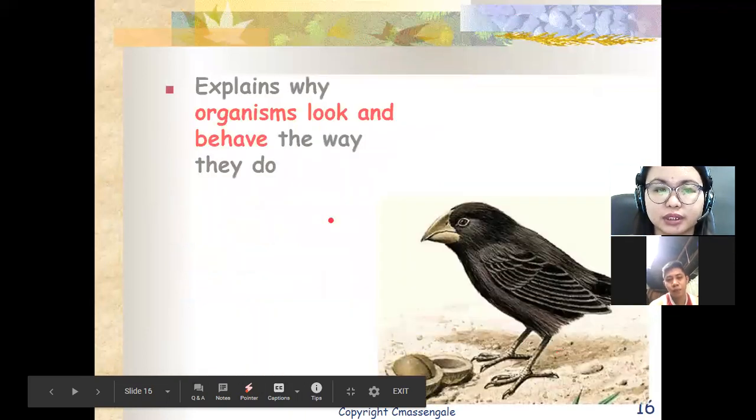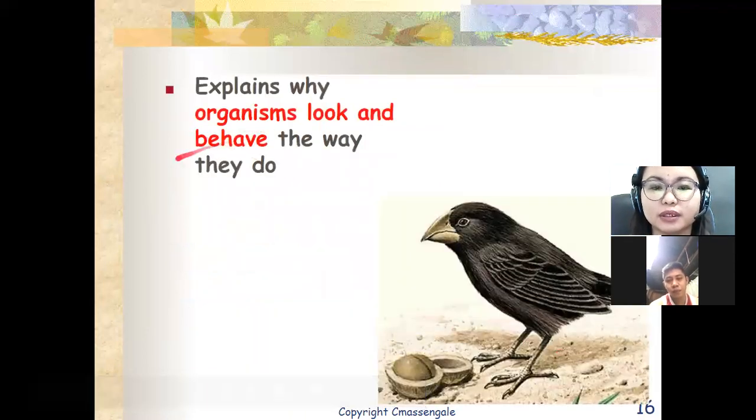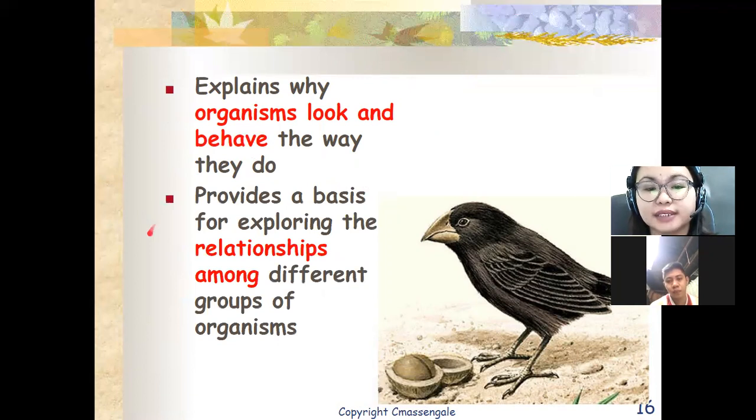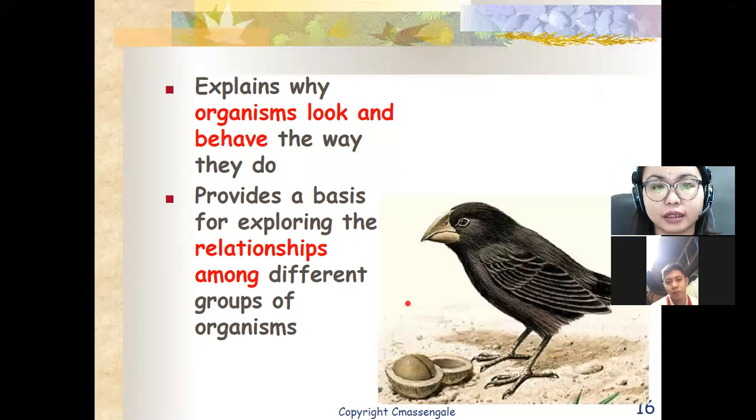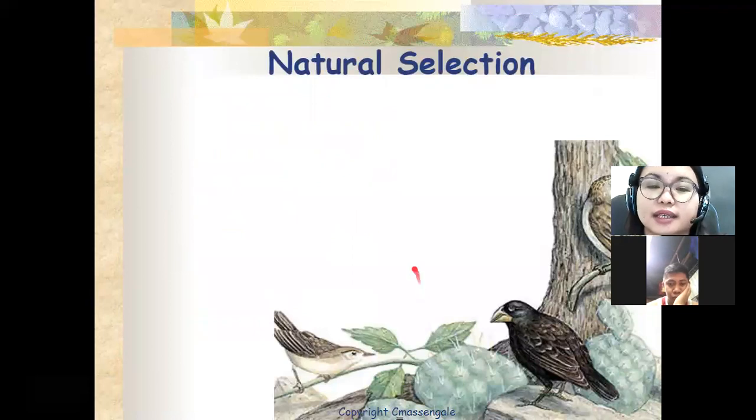So that's evolution. It also explains why organisms look and behave the way they do, no? And it provides a basis for exploring the relationship among different groups of organisms. Like, they say that mammals, I do not know, like the lizard, they say it evolved, no? And like crocodiles, they evolved, they say they came from lizards. So there are things like that.